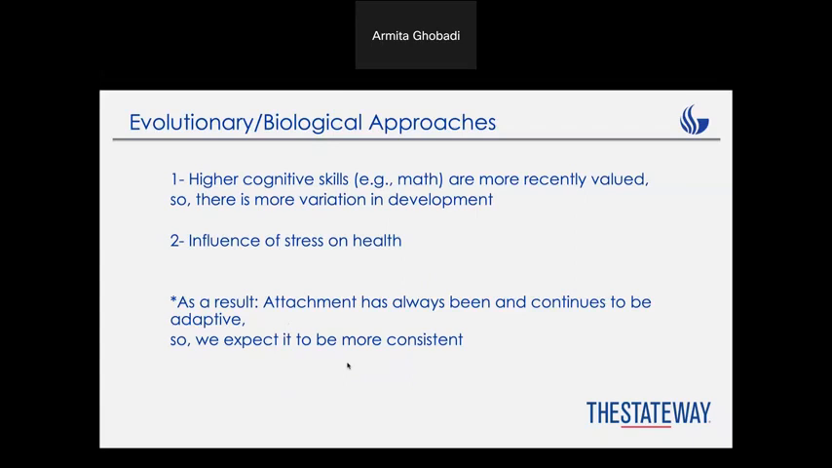There might be some other biological approaches, but they are all talking about different challenges related to biology, and they wouldn't consider environment interaction that much. But nowadays, the more recent ones consider some environmental influence, for example, the influence of stress on health, or if a culture pays more attention to some cognitive skills such as math or literacy, there might be some biological differences between children as well.